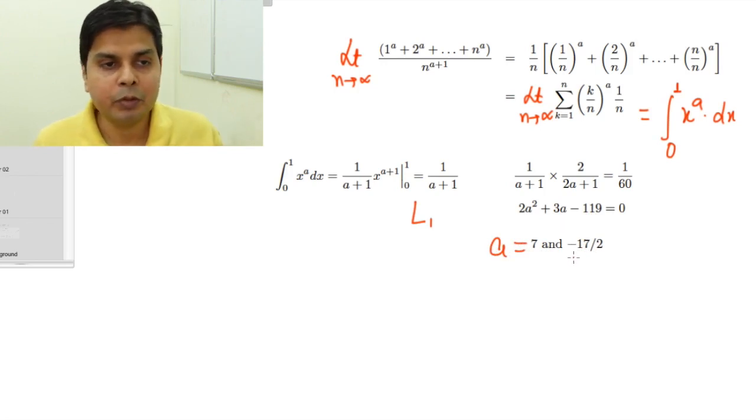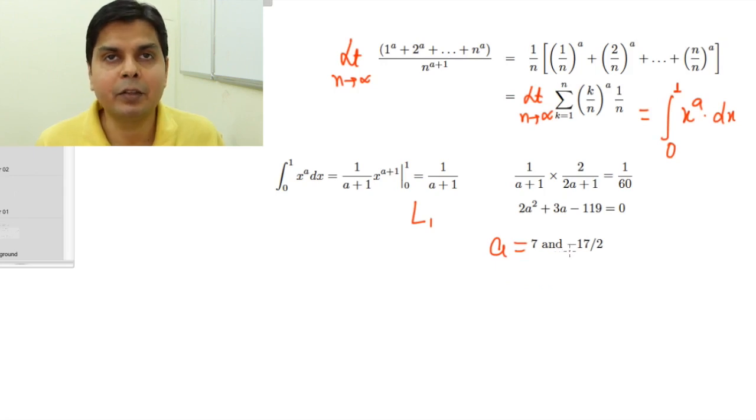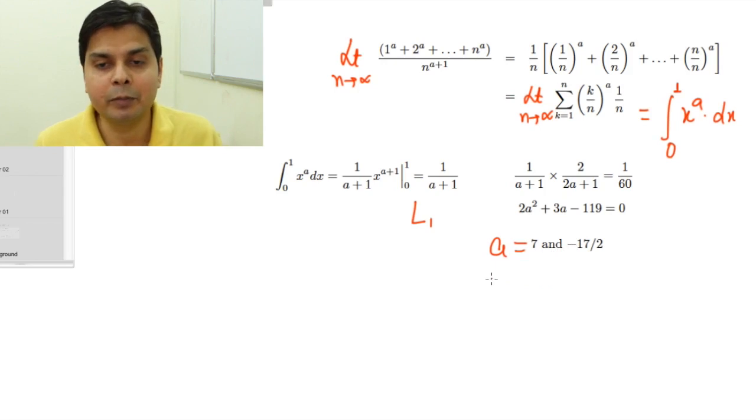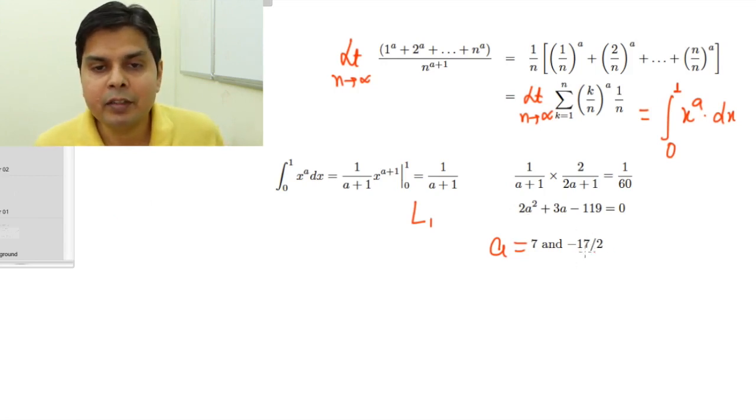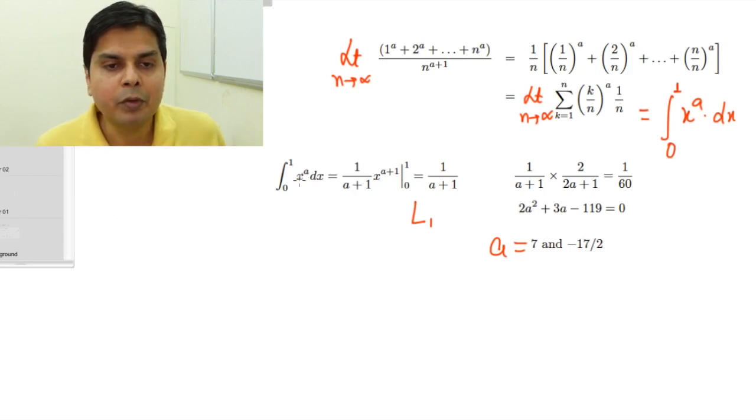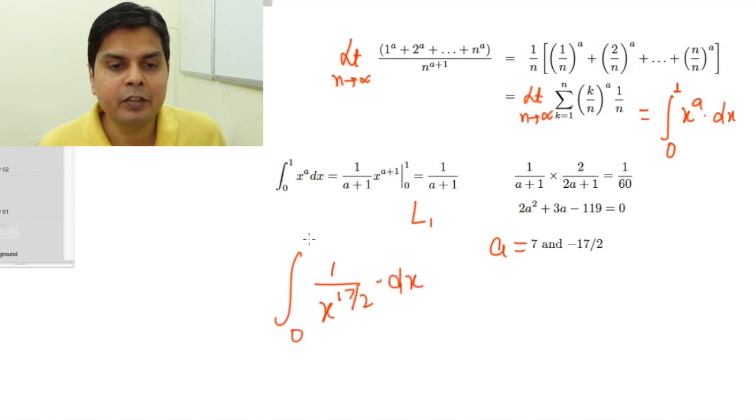Now most of the solutions which I have seen online and in some books also take both as correct answers, and in fact this is a trap in this question, because both have been given as correct options. But can your a take the value minus 17 by 2? Just think, it cannot. Why? Because the moment it takes the value minus 17 by 2, what will become of this integral? This will be x to the power a with a equal to minus 17 by 2, so this will come in the denominator, x to the power 17 by 2 dx, from 0 to 1.